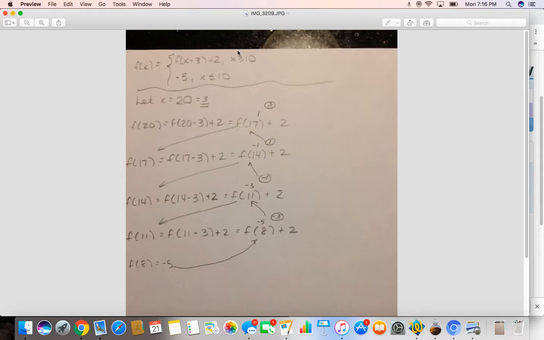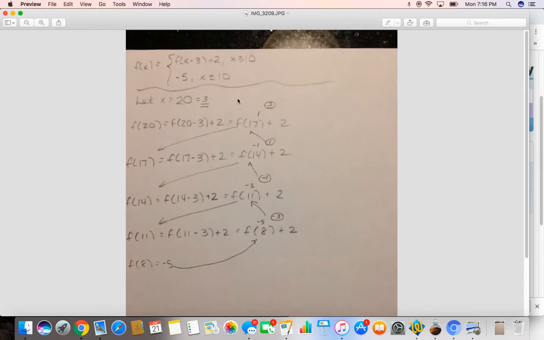14 is still bigger than 10, so I'm calling the function again. Watch my arrow. It's like I'm starting over. Another call to the function, but this time, the value of x is 14. 14 is still bigger than 10, so I'm going to use the recursive part of the definition again. I plug in 14 for x, and I simplify. 14 minus 3 is 11, and then we have the plus 2.